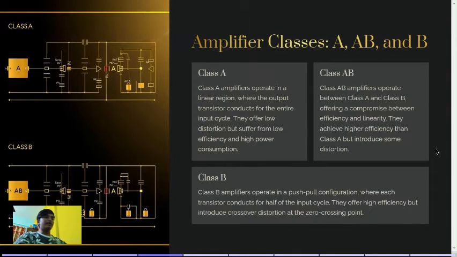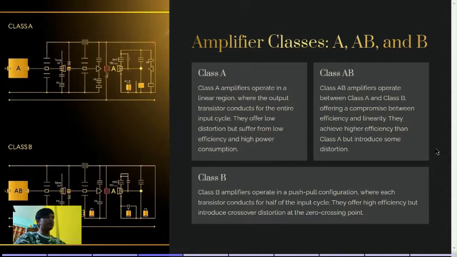Amplifier classes A, AB, and B. Class A. Class A amplifiers operate in a linear region where the output transistor conducts for the entire input cycle. They offer low distortion but suffer from low efficiency and high power consumption. Class AB. Class AB amplifiers operate between Class A and Class B, offering a compromise between efficiency and linearity. They achieve higher efficiency than Class A but introduce some distortion.